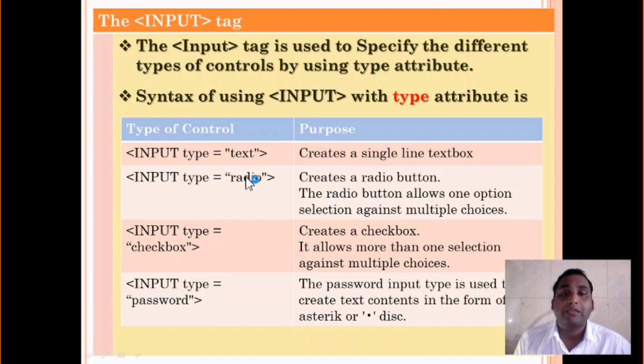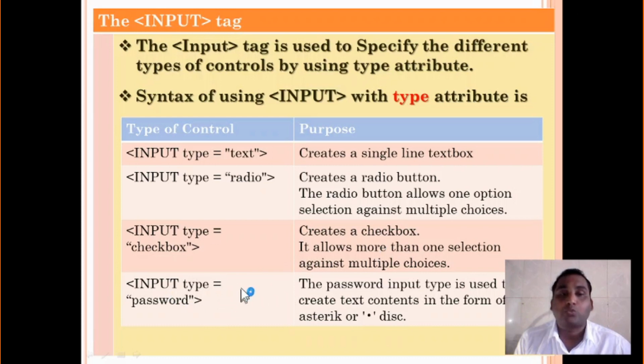If input type is equal to radio, then it creates a radio button. The radio button allows only one option to be selected from multiple choices. Input type equal to checkbox creates a checkbox. It allows more than one selection. The difference between radio button and checkbox: a radio button allows only a single selection, whereas a checkbox allows multiple selections.